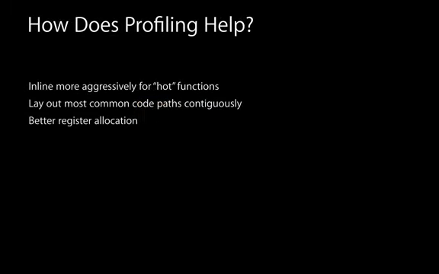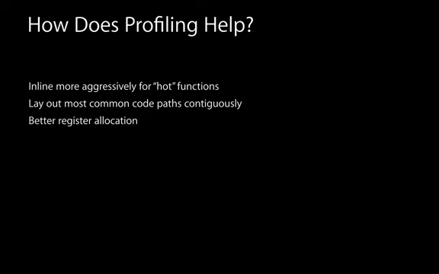So how does the compiler use that profile information? There are an awful lot of ways. So many optimizations can benefit from this. But I'm highlighting just three here that are particularly valuable. One is the inliner. If we know that a function is really hot, and by that I mean it's run a lot over and over, the inliner can be much more aggressive about inlining that.